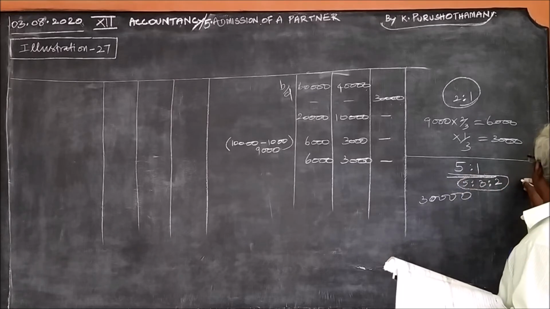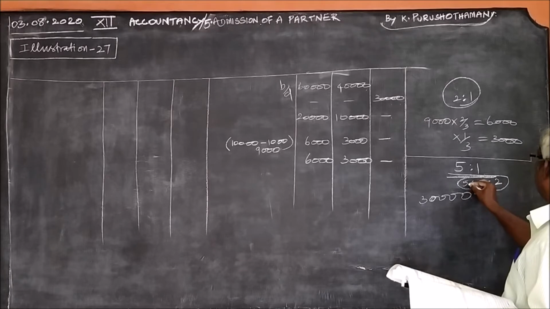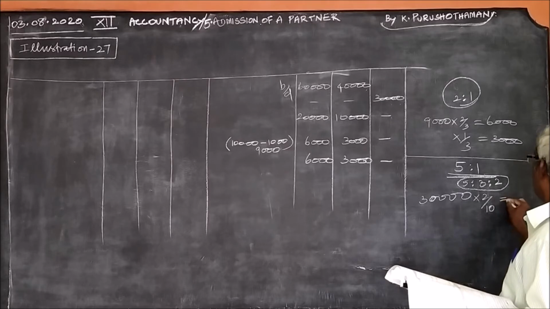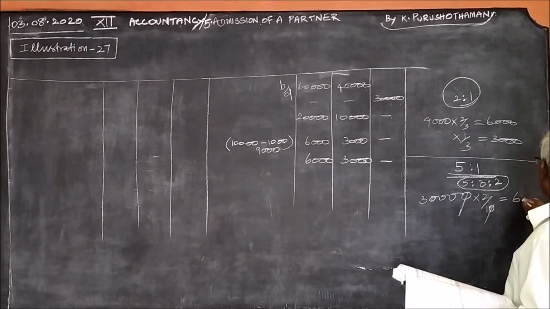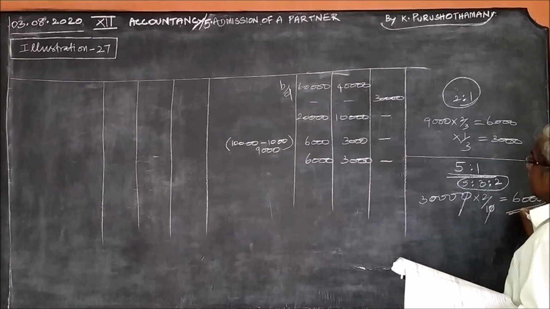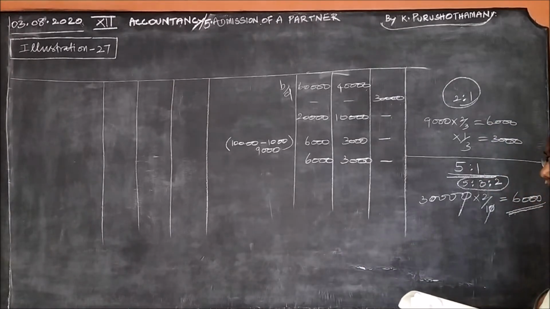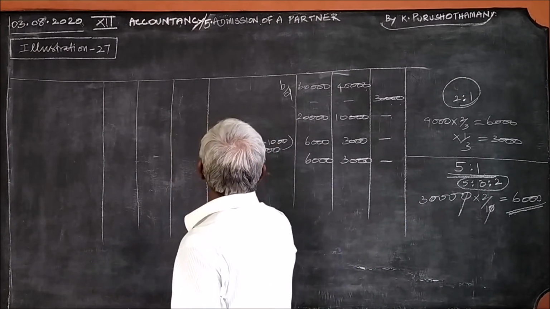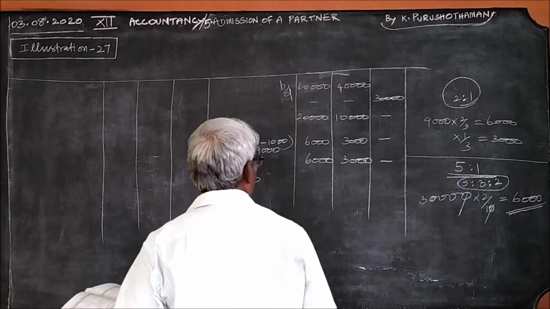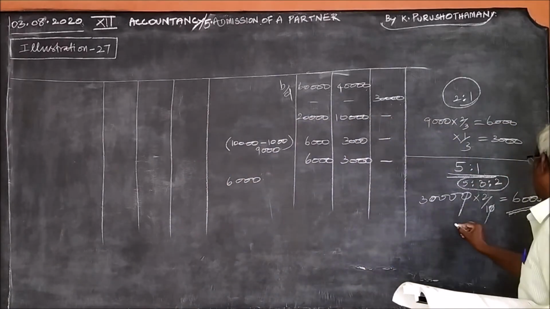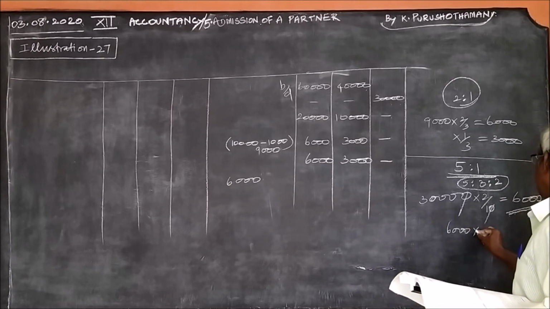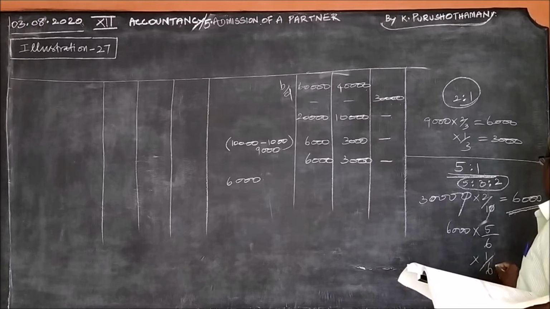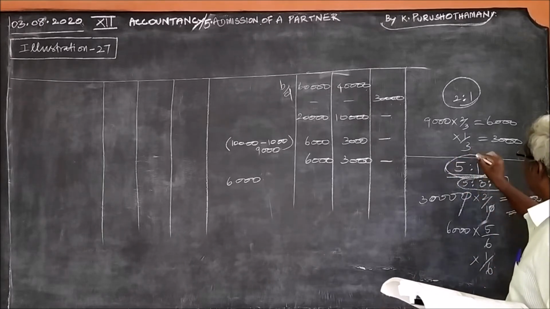New partner's share is 2/10, 5/10, 3/10, 2/10. Therefore, 2/10 of the goodwill. How much? 6,000. 6,000 is the amount brought in by the new partner. That's what I have written. So that 6,000 must be divided among the partners in the ratio 5:1. Therefore, 6,000 into 5/6 and 1/6, in the ratio 5:1 must be divided.